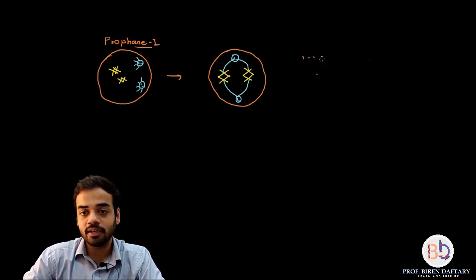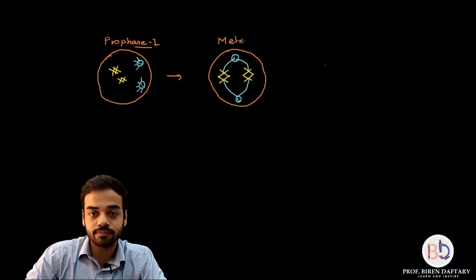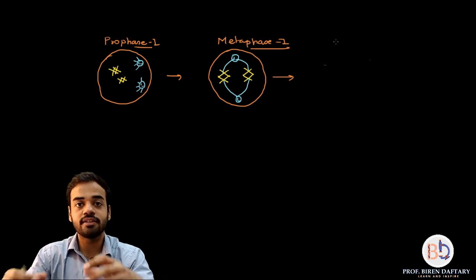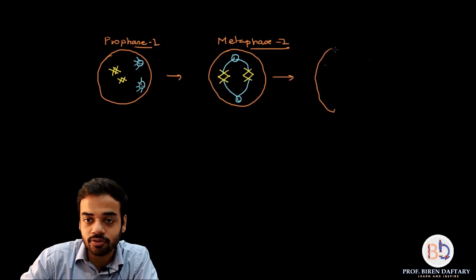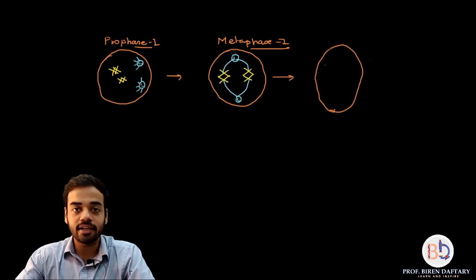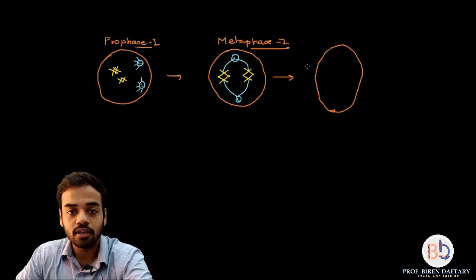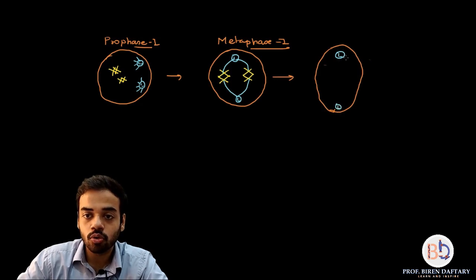So what is going to happen next? Next is anaphase 1. So what are we going to show? Obviously the cell is going to elongate slightly, it will become elliptical. Why is that going to happen? That is going to happen because the two centrosomes are pulling the spindle fibers towards them, and that is why the shape becomes elliptical. So centrosome number 1, centrosome number 2, spindle fibers. Now what is going to happen?